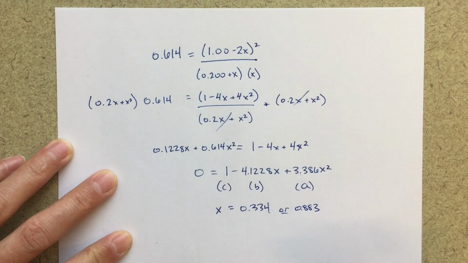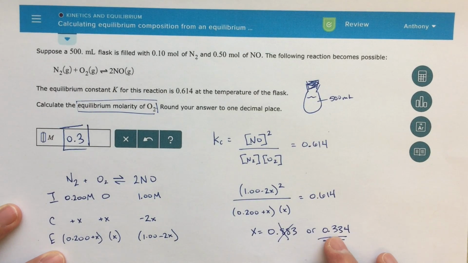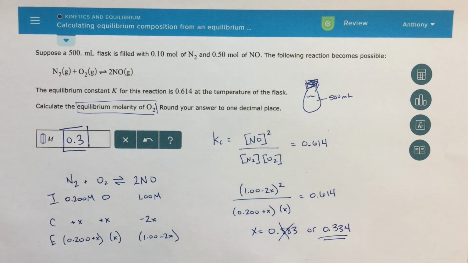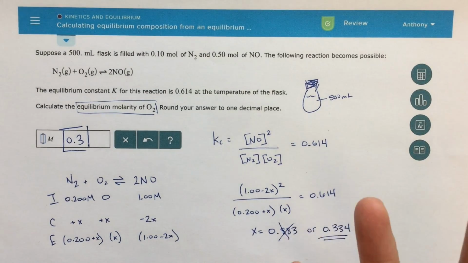And we need to decide which one of those is going to be the value that we use, right? So going back over here, we want to choose the 0.334. So this is this problem. It's definitely a more involved problem. I think the first part of it is really great, and then actually doing the algebra, solving it, is good practice. So let me know if you need any more help.